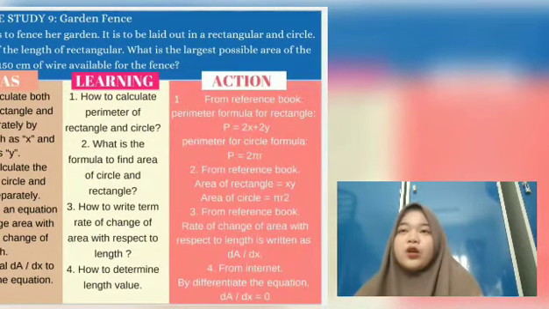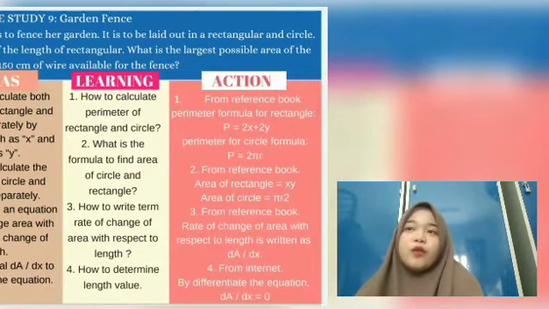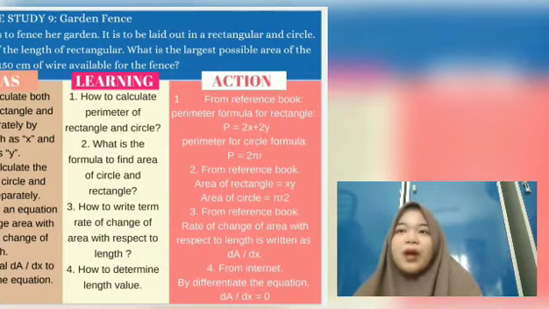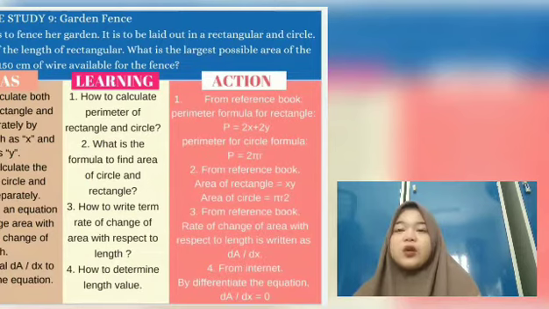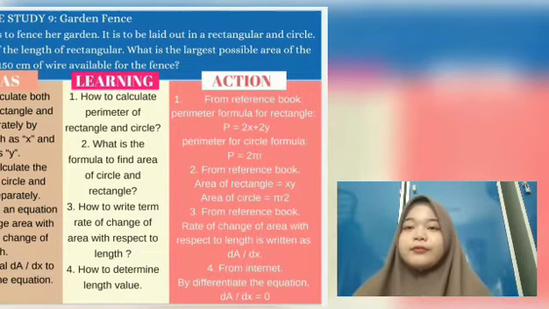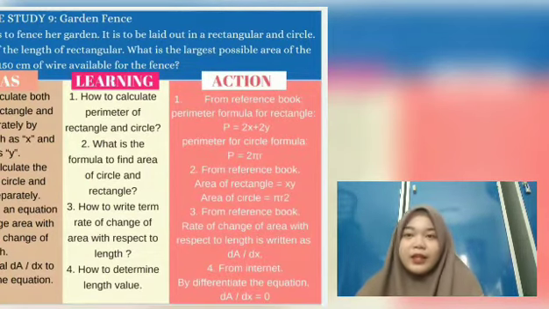For third, same as the 1 and 2, we get reference from the book, which is rate of change of area with respect to length is written as dA per dx. The last one is from internet, which is differentiation. The equation is dA per dx equal to 0. That's all from me. Thank you.